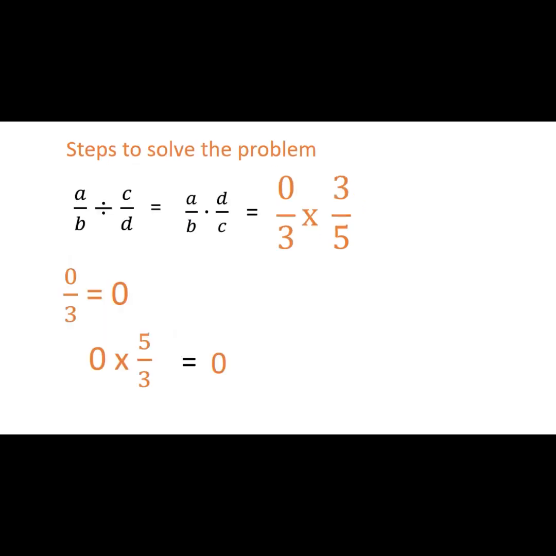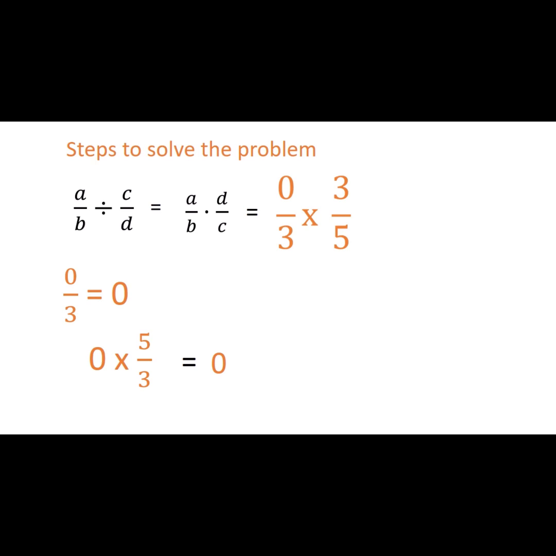So let's take a look. A over B times D over C is our new problem. And when you divide 0 by 3, it becomes 0. So our new problem looks like this: it becomes 0 times 5 divided by 3.